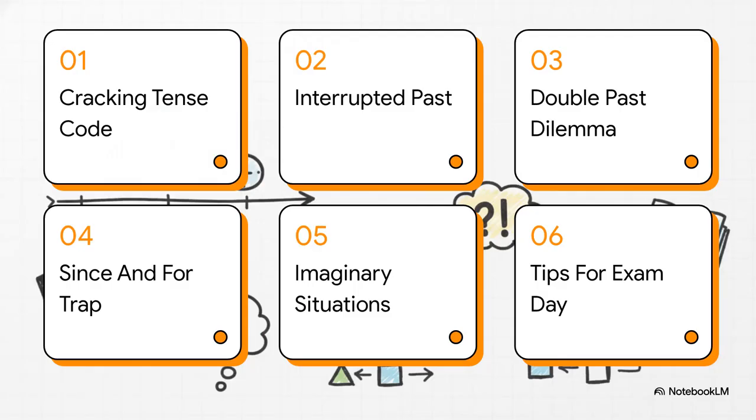So, here is our roadmap for today. First, cracking the HSLC tense code. Then, the interrupted past pattern. Number 3, the double past dilemma. 4, the since and for trap. 5, wishes and imaginary situations. And finally, top tips for exam day.